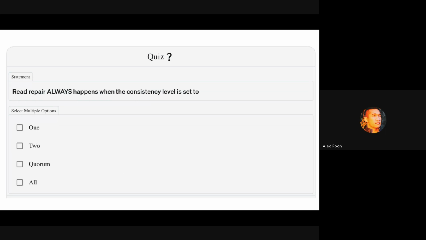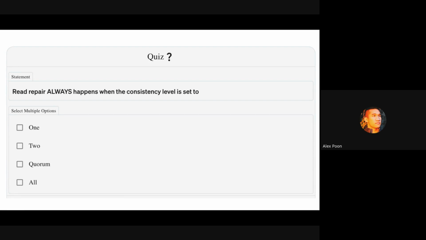Read repair is a consistency mechanism in Cassandra that ensures all replicas for a given piece of data are synchronized during a read operation. When a read request is made with the consistency level of ALL, Cassandra queries all replicas for the requested data. This ensures the client receives the most recent version of the data, as all replicas must respond before the read is considered successful.